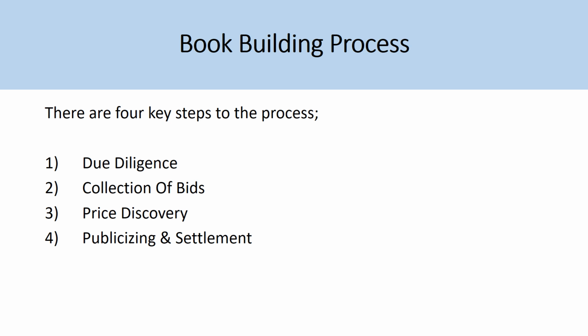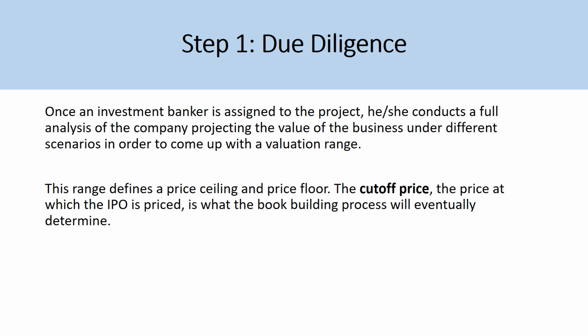So there are 4 key steps to the process. Step 1 is due diligence. You then collect those indications of interest. You collect those bids. You then price discover. So you have that price discovery phase, and then publicize and settle it and complete the IPO. So step 1, due diligence. Once an investment banker is assigned to the project, he or she would conduct a full analysis of the company, projecting the value of the business under different scenarios in order to come up with a valuation range.